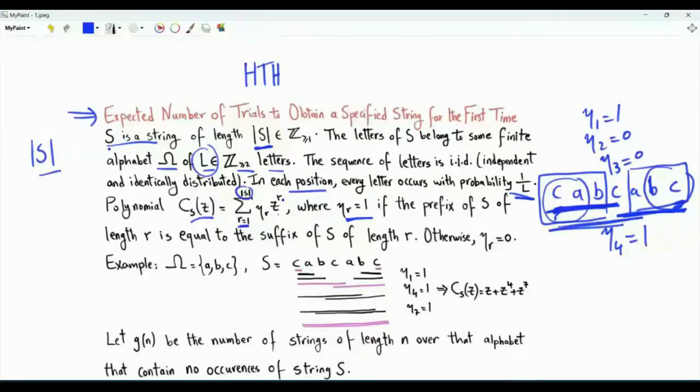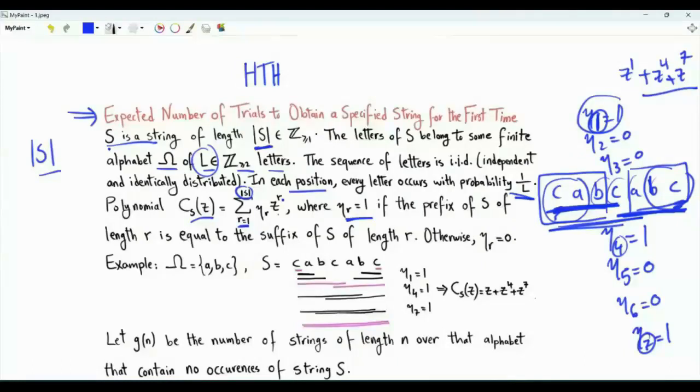The first five letters, CABCA, and the last five letters, BCABC: the prefix and suffix are not the same. Eta 5 is equal to 0. Also, eta 6 is equal to 0. The prefix of length 7 is the same as the suffix of length 7. That's the full string S. So eta 7 is equal to 1. The polynomial C_S of Z that is associated with this particular string is Z to the power 1, because eta 1 is equal to 1, plus Z to the power 4 plus Z to the power 7. As we will see, it turns out that the answer to our question about the expected number of trials to obtain a specific string for the first time actually depends on this polynomial.